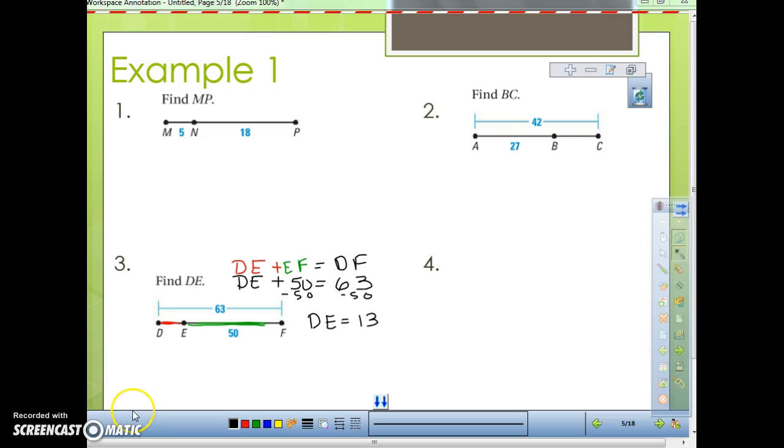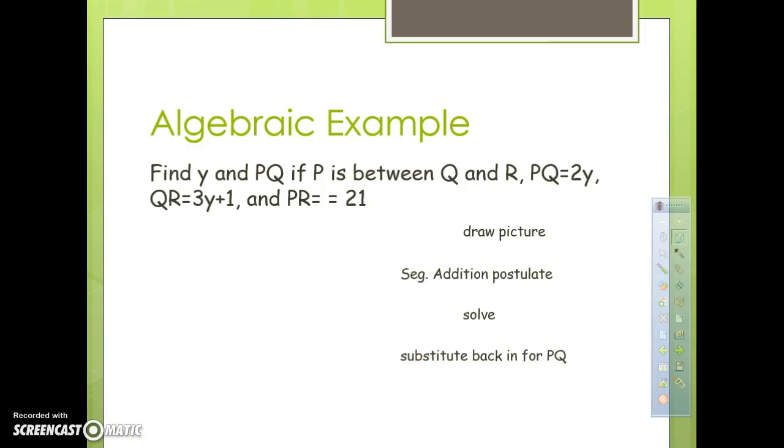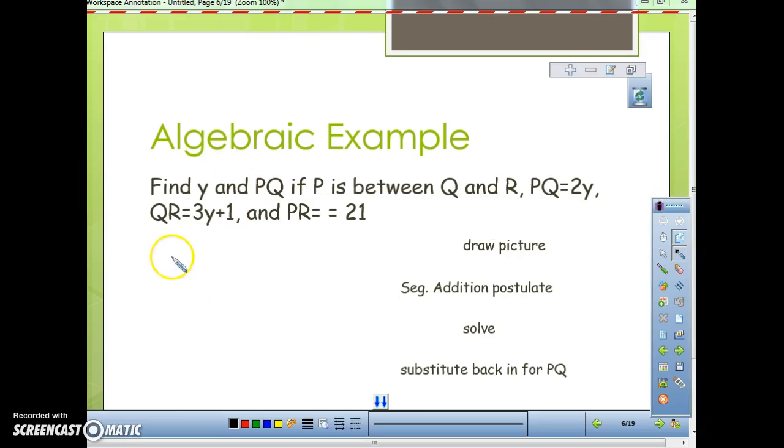All right, I'm going to give you one to do. I want you to do the number 4 on your phone, and then you can peek at a neighbor and see if they can answer. Algebra involved. So go ahead and write down the example. Find y and PQ if... And I'll do this with you. Oh, that's a terrible line. I'll try that again.